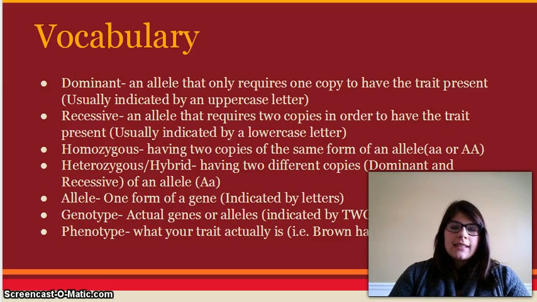So homozygous is having two copies of the same form of an allele. So our example is two little a's or two big A's. Now, the big A's are the dominant and the little a's are the recessive. Then we have heterozygous or hybrid. So you're going to have two different copies. You're going to have a dominant and a recessive, but you are going to show the dominant trait. You will not show the recessive trait.